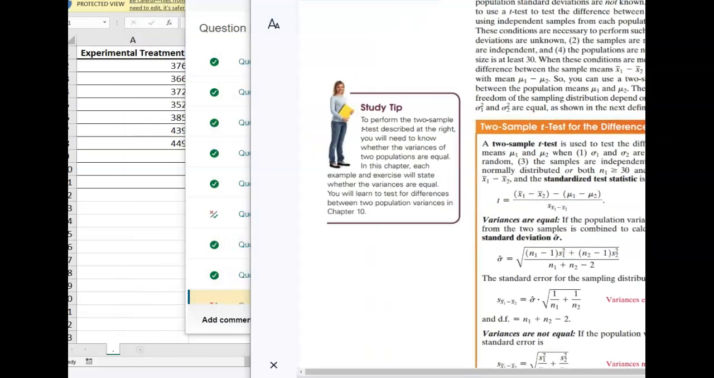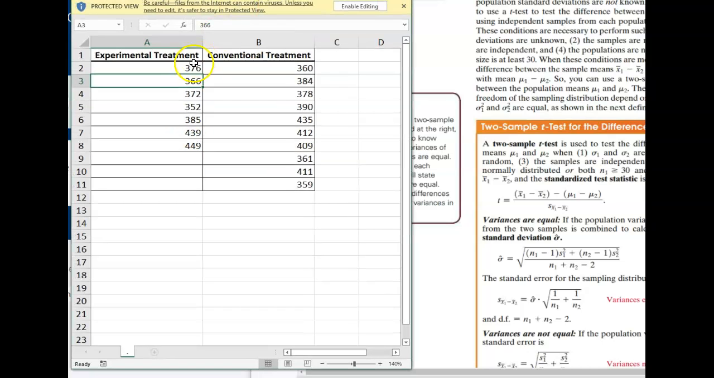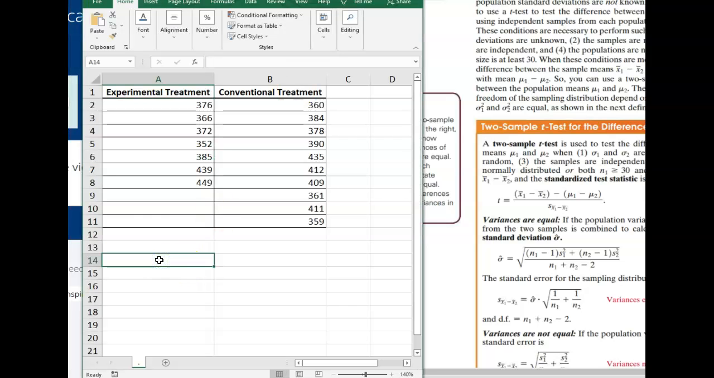Let me move that to the side. I'm just going to pull it up here. So on top, we need the number in our first sample. So there's 1, 2, 3, 4, 5, 6, 7. So 7 minus 1 would be 6. So that's going to be 6. And we need to multiply that by the variance here. So the standard deviation squared, which is the variance of this sample. So let me get that going here. 6 times variance of our sample. And this is our sample. All right, so that's just that first part of the formula.